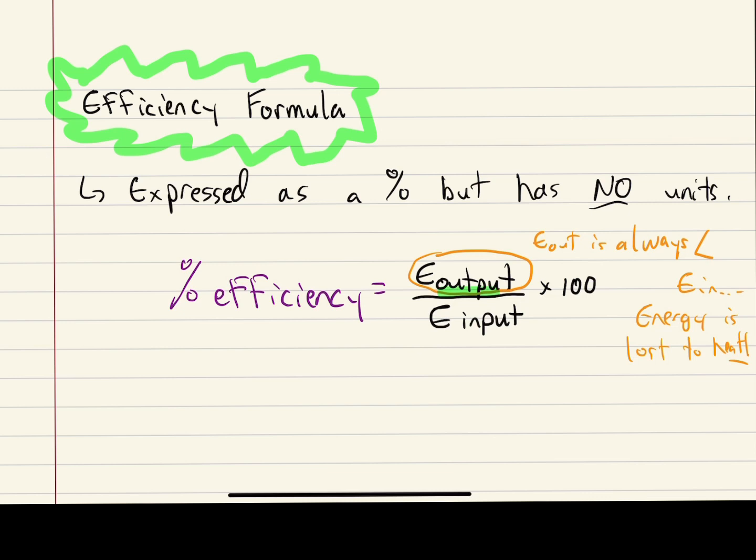One last thing too is that each of these are in joules, so your output and input would be in joules, but because like terms cancel out, that's how we get a percentage in our final formula.